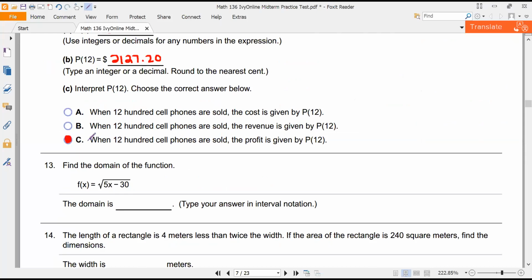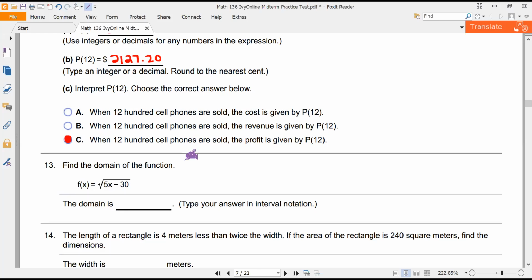Okay, so let's move on to number 13. It says find the domain of the function. When you're dealing with functions, domain has to do with whether or not you can plug something in, essentially, to your function and still get a real number answer. So when we're dealing with square roots, we don't want to plug in anything that makes it negative under the radical, because that would be that imaginary i unit. The little i that we pull out when we deal with imaginary numbers or complex numbers.